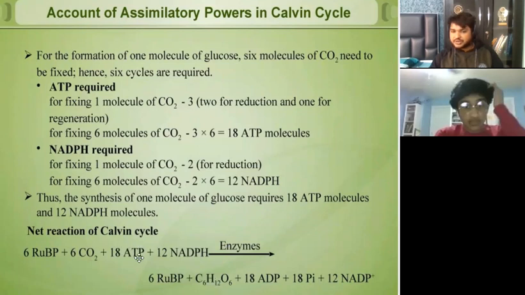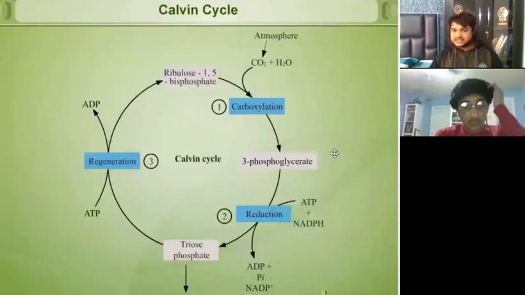ATP is forming the ADP and phosphate, triphosphate to diphosphate and single phosphate. So 18 ATP is going to be broken down into ADP and phosphate. NADPH is going to be broken down into NADP plus. The 6 RUBP remain. So this is the complete cycle of photosynthesis. Are you getting that, Vishnu? Yes. This is the C3 cycle.